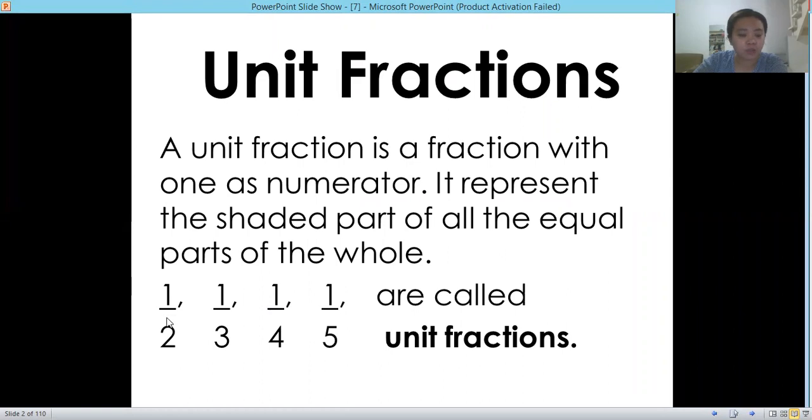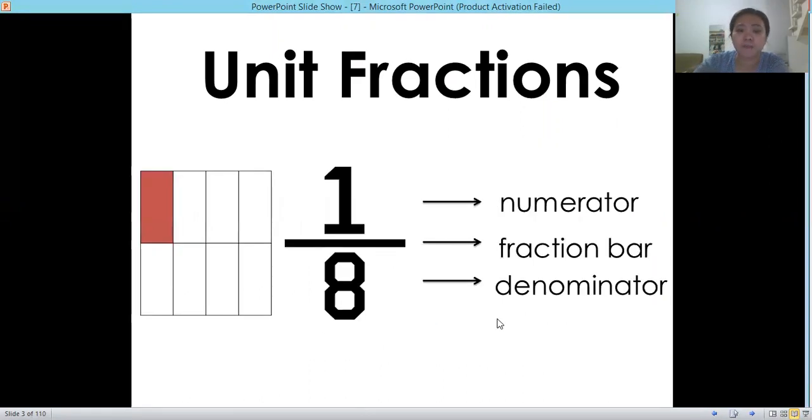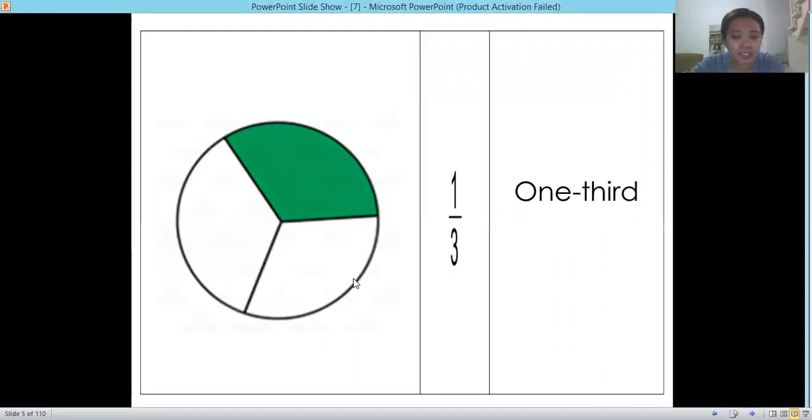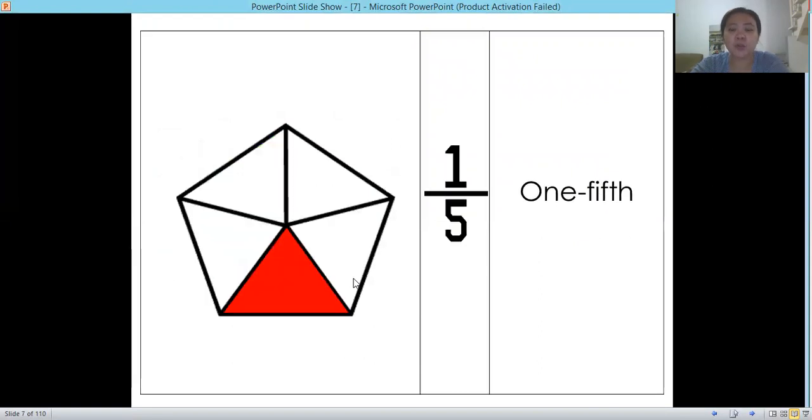So 1/2, 1/3, 1/4, and 1/5 are examples of unit fractions. So this one is 1/8. Okay, number 1 as the numerator, the one with shade. And then the line here between numerator and denominator, we call it fraction bar. And the number below we call the denominator. Okay, so this one is 1/2, 1/3, 1/4, 1/5.